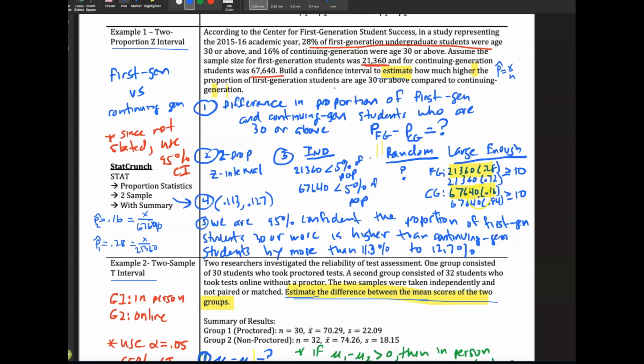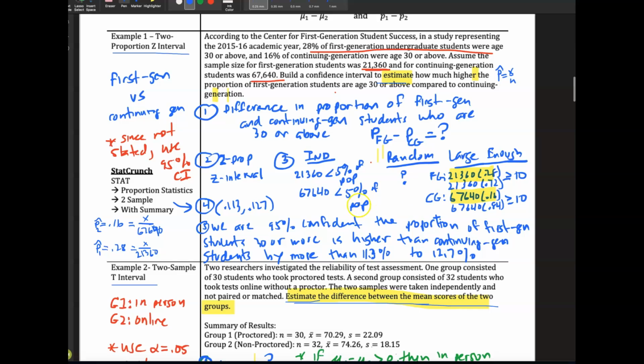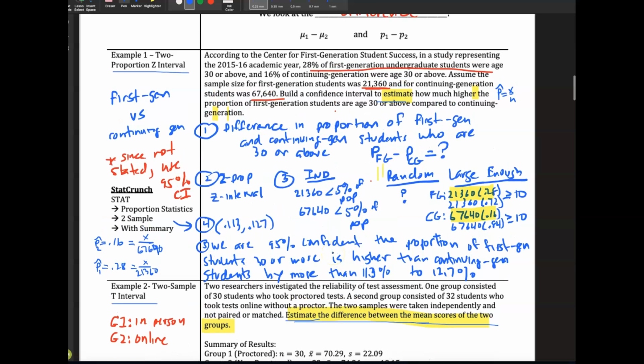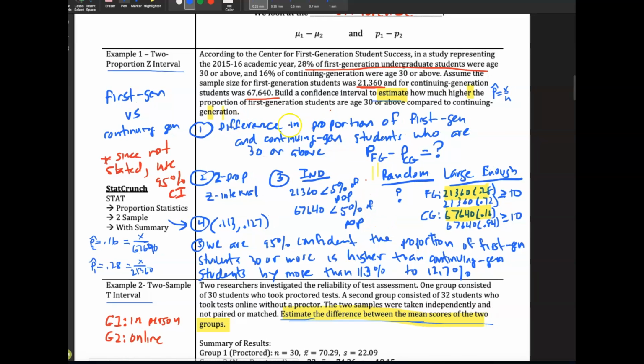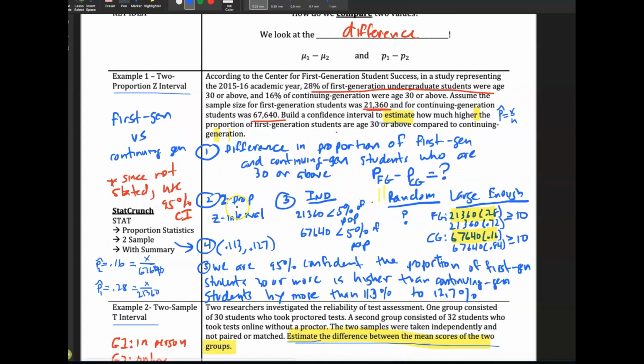Okay, let's take a look at a 2 proportion Z interval and a 2 sample T interval. So we're going to be making confidence intervals to estimate the differences, in one case the proportions, and in one case the mean scores between two groups. In this case, we have first generation college students and continuing generation students, comparing those two groups.